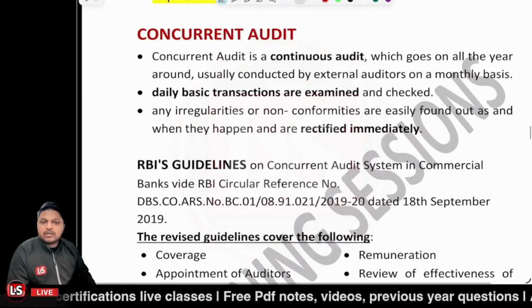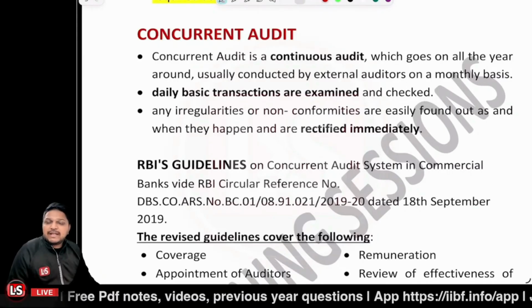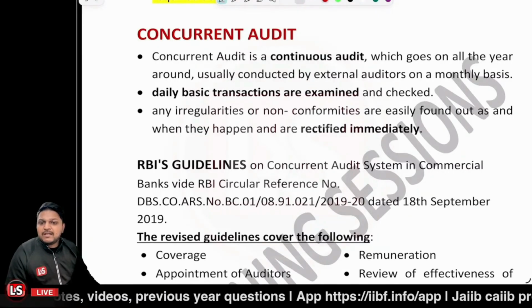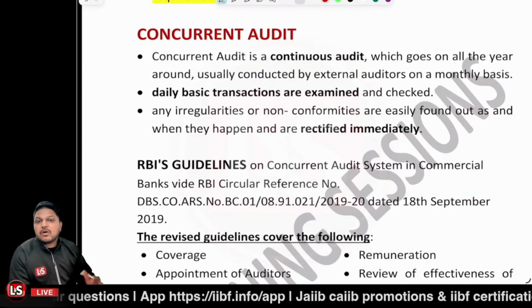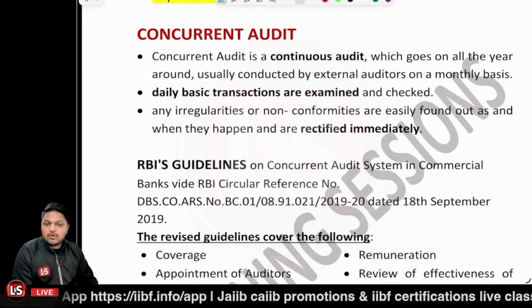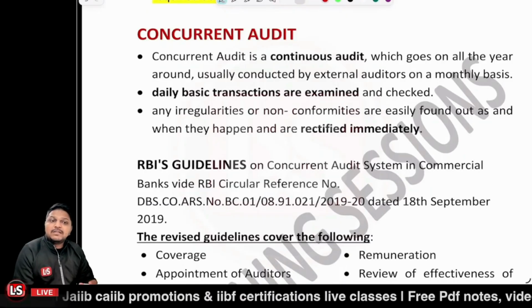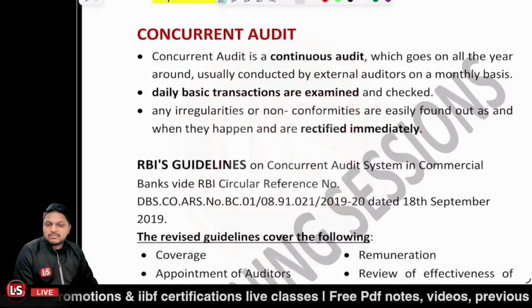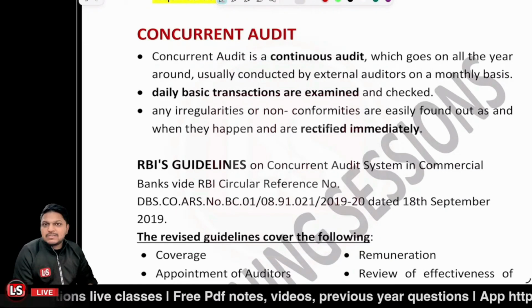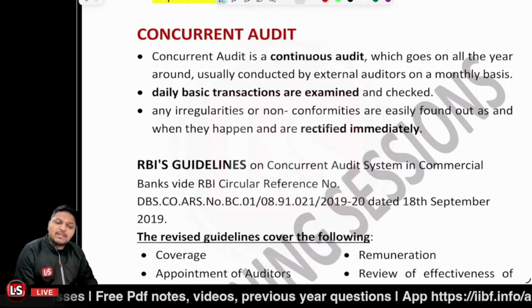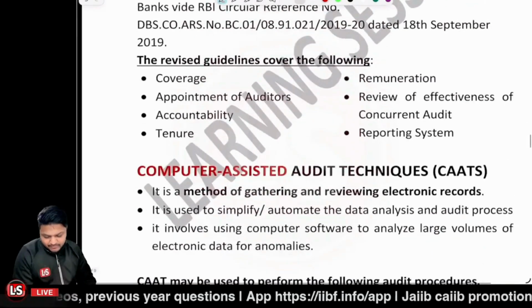Further, it's about the concurrent audit. Now, concurrent means that it's going parallelly. You are working in the bank and parallelly it's being audited. That's basically concurrent audit. It's being done on a continuous basis, all around the year, and it is conducted by the external auditors on a monthly basis, right? Whatever transactions are being done, loan sanctioning is being done, that is to be checked and corrected. Immediately the rectification is to be done. That's the concurrent audit, right?